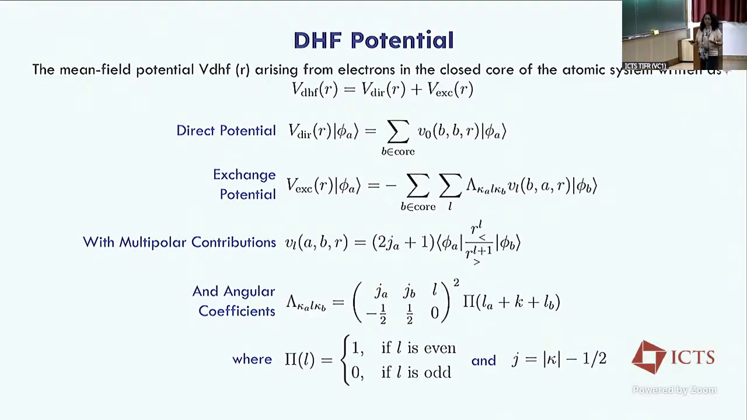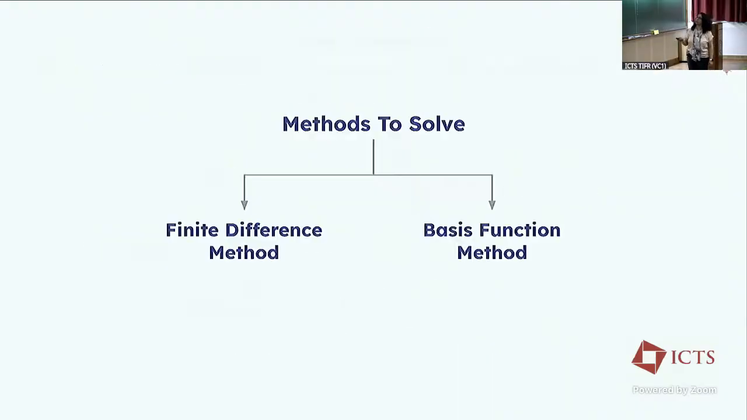The direct part has a classical analog. It represents the electron-electron Coulombic interaction, and the exchange part doesn't have a classical analog because it appears due to the fact that electrons are indistinguishable fermions. It's trickier to handle the exchange part, and the direct part is not so computationally tricky to handle.